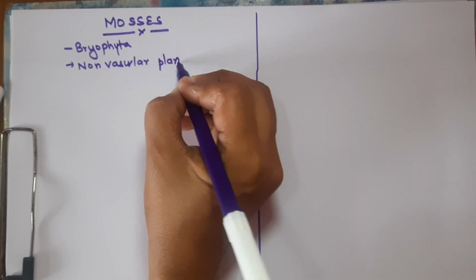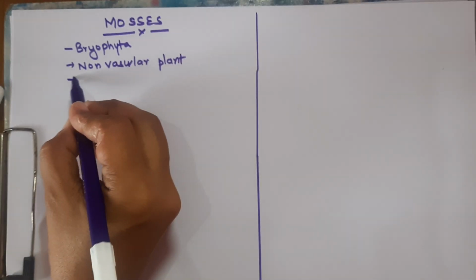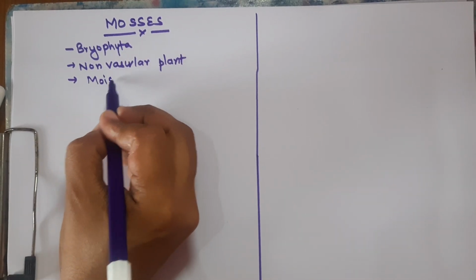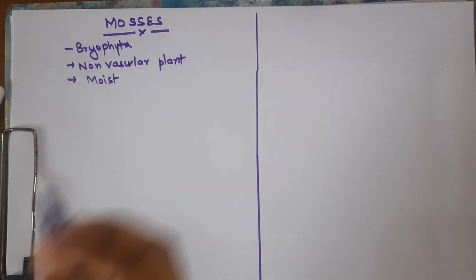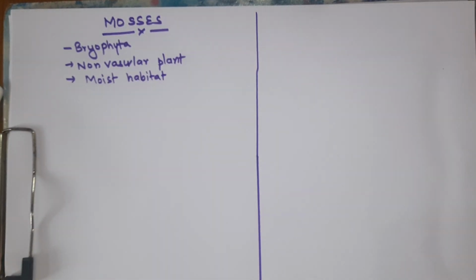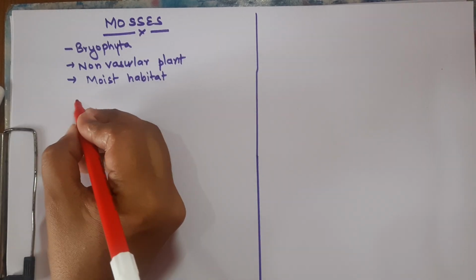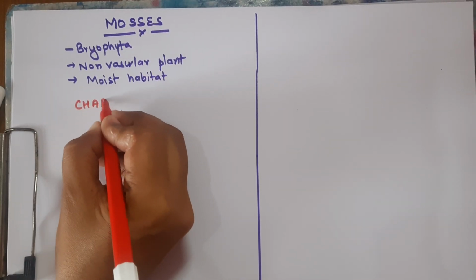Non-vascular, students, means they lack the conducting tissue, for example the xylem and the phloem. They are mostly found in moist environments. This is the property of the bryophytes, that they prefer moist environments, and their life cycle and structure make them unique among the plant kingdom. So let's talk about the characteristics of the mosses.